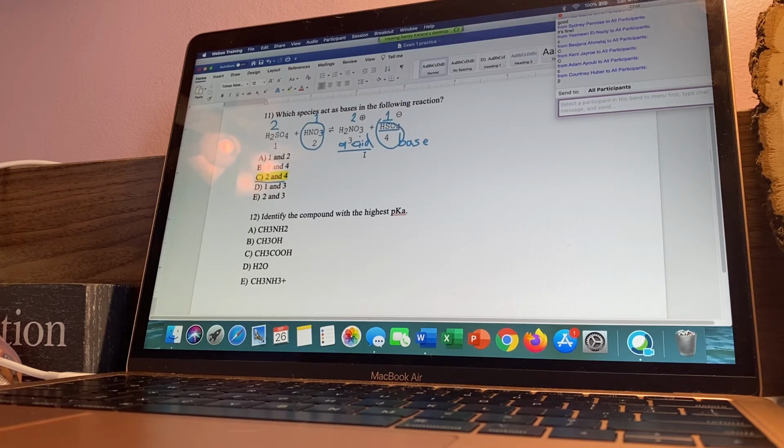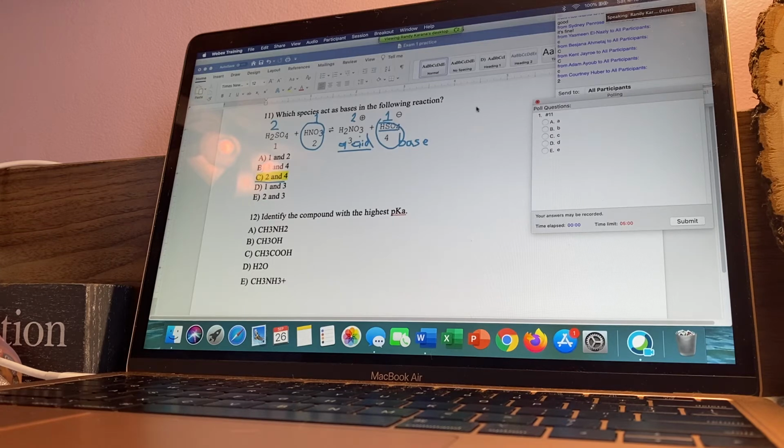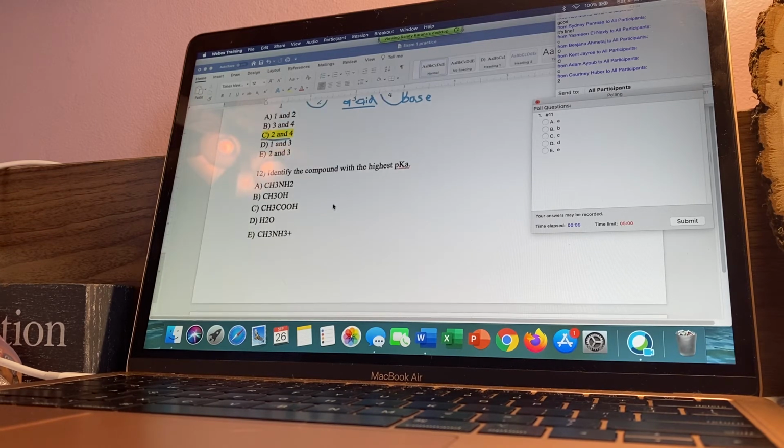So now try number 12. I can actually put a poll up for that too. I'm actually liking this poll option. Makes me know how much people know. Okay, this says number 11 again, but I mean number 12 for this one.